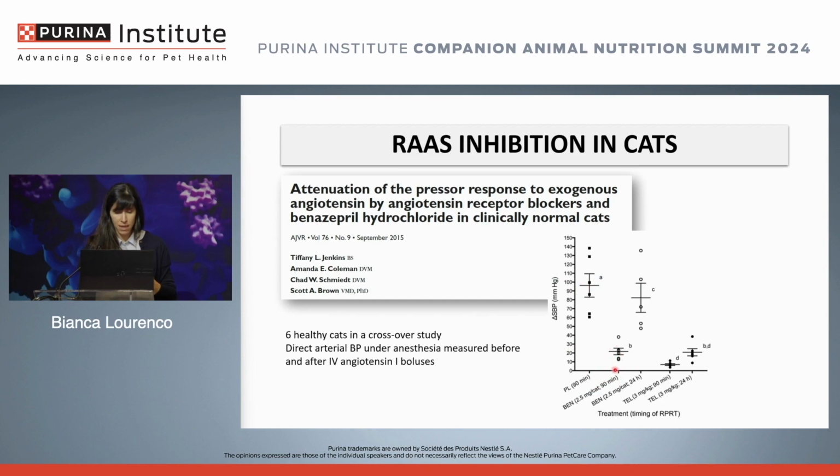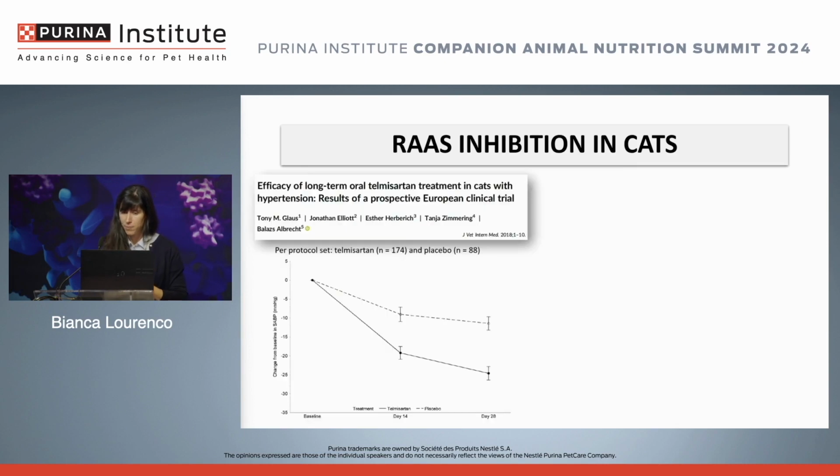This is at 90 minutes after administration and 24 hours after administration, but even more so when cats were administered the angiotensin receptor blocker telmisartan. So these data suggest that maybe telmisartan might more completely block the renin-angiotensin-aldosterone system in cats.